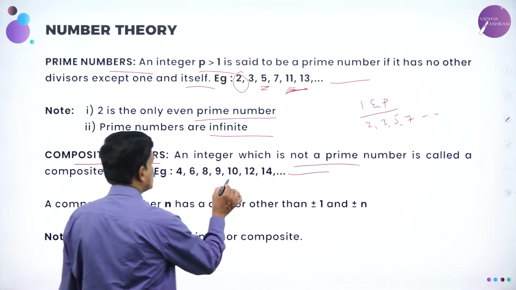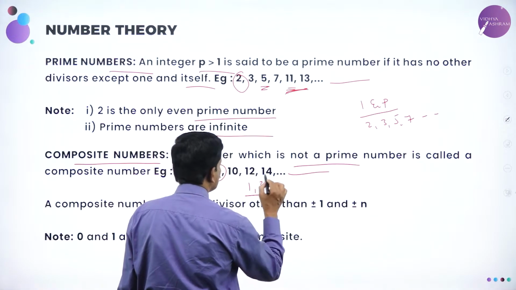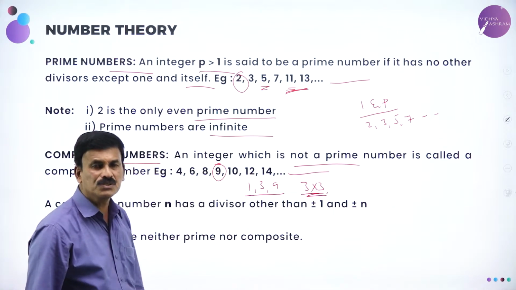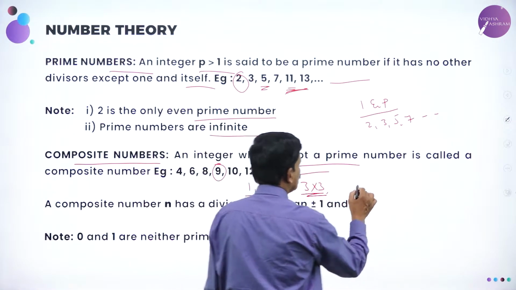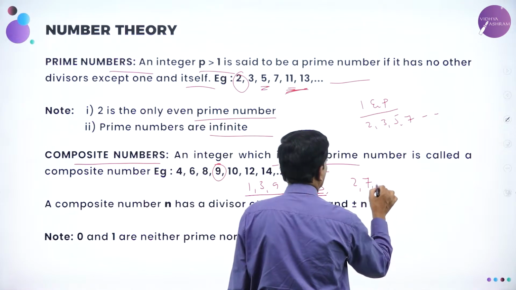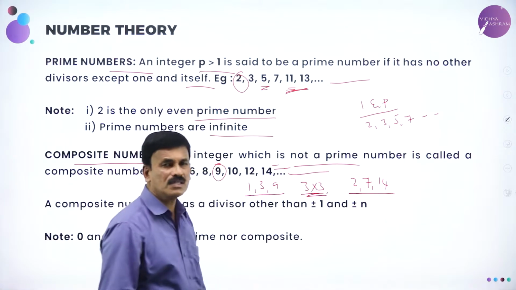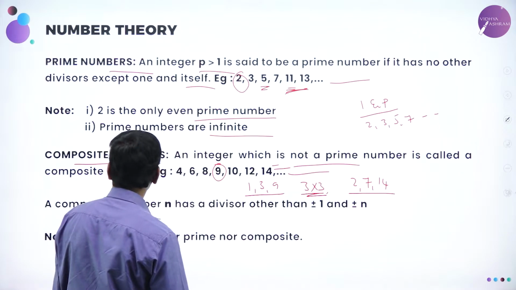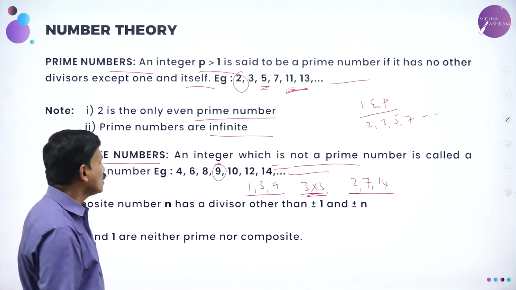Let us consider, for example, 9. 9 is divisible by 1, 3 and 9, so 9 can be expressed as 3 into 3. The factors of 9 are 3 into 3, 1 into 9 and 9 into 1. Even 14 is divisible by 2 and 7, so it can be expressed as factors of other numbers. Therefore, an integer which is not a prime number is called a composite number. 4, 6, 8, 9, 10, 12, 14 are all examples of composite numbers.